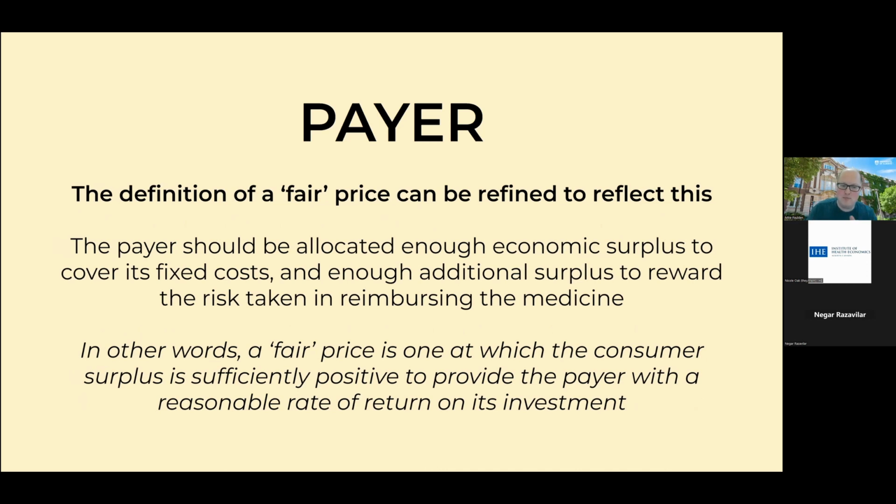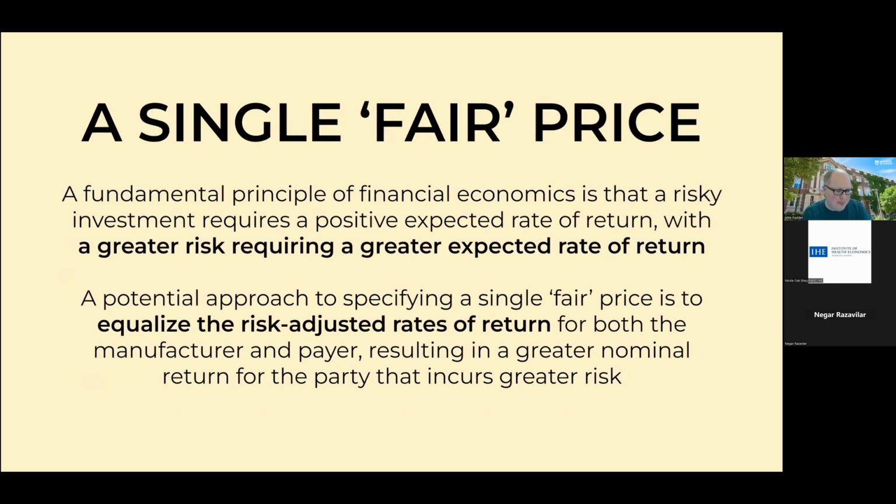So I think the payer should be allocated enough of the economic surplus to cover its fixed costs and enough additional surplus to reward the risk taken in reimbursing the medicine. So in other words, a fair price is one at which the consumer surplus is sufficiently positive, not just positive, but sufficiently positive to provide the payer with a reasonable rate of return on its investment. And I'll stop in just a moment for questions.